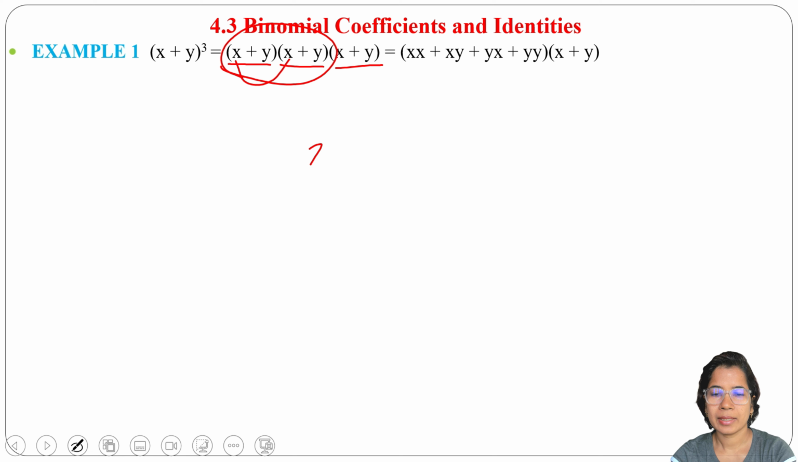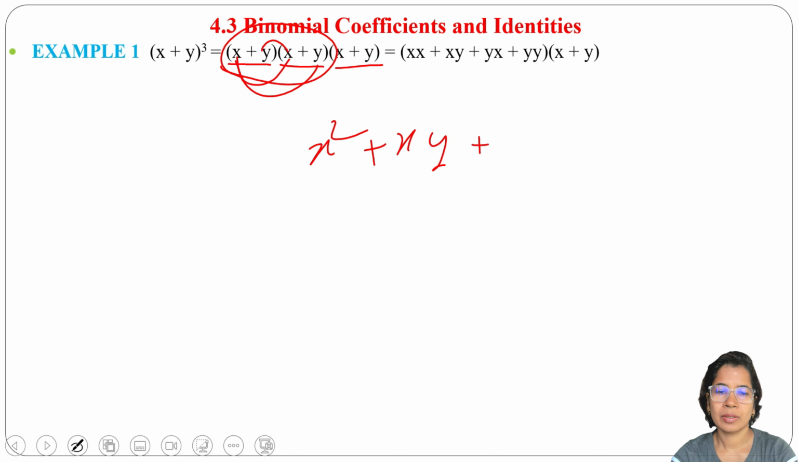x into x is x square. x into y, xy. Then y into x, yx. Then y multiplied by y, y square. This xy and yx are both the same as multiplication is commutative. So we can write x square plus 2xy plus y square. This we need to again multiply with (x plus y), as there are three (x plus y). We first multiply two, then that result will be multiplied with the other one.